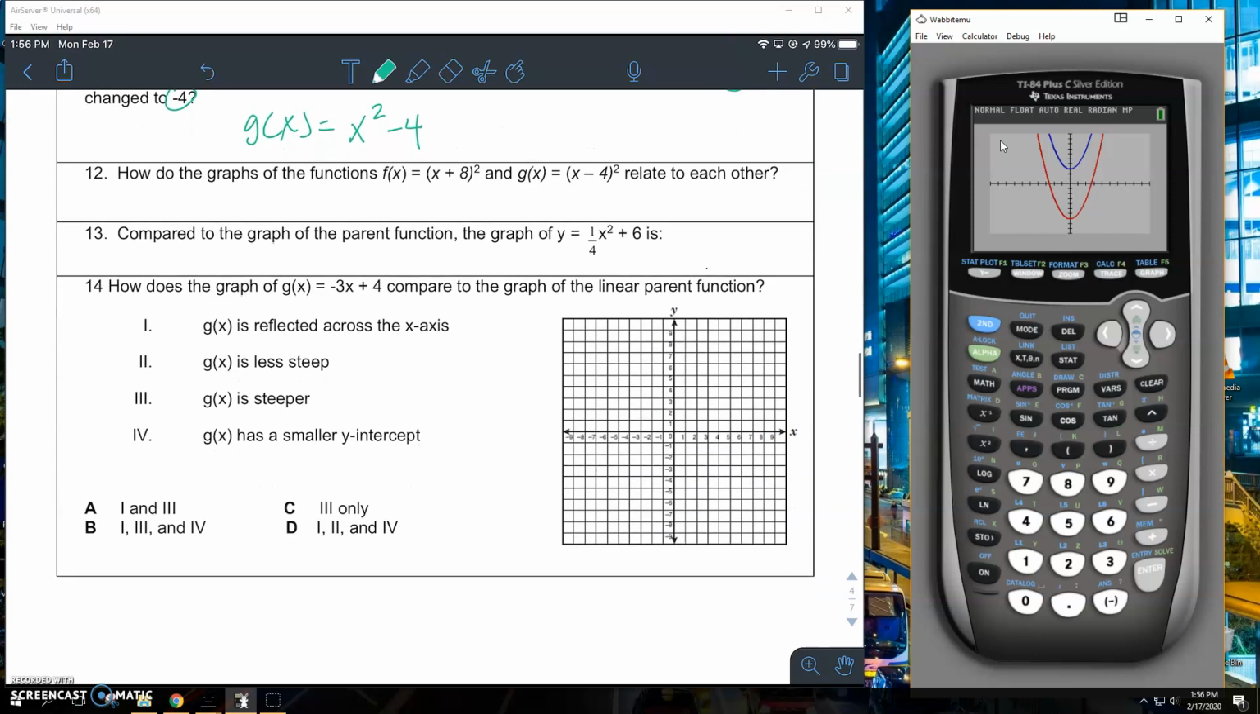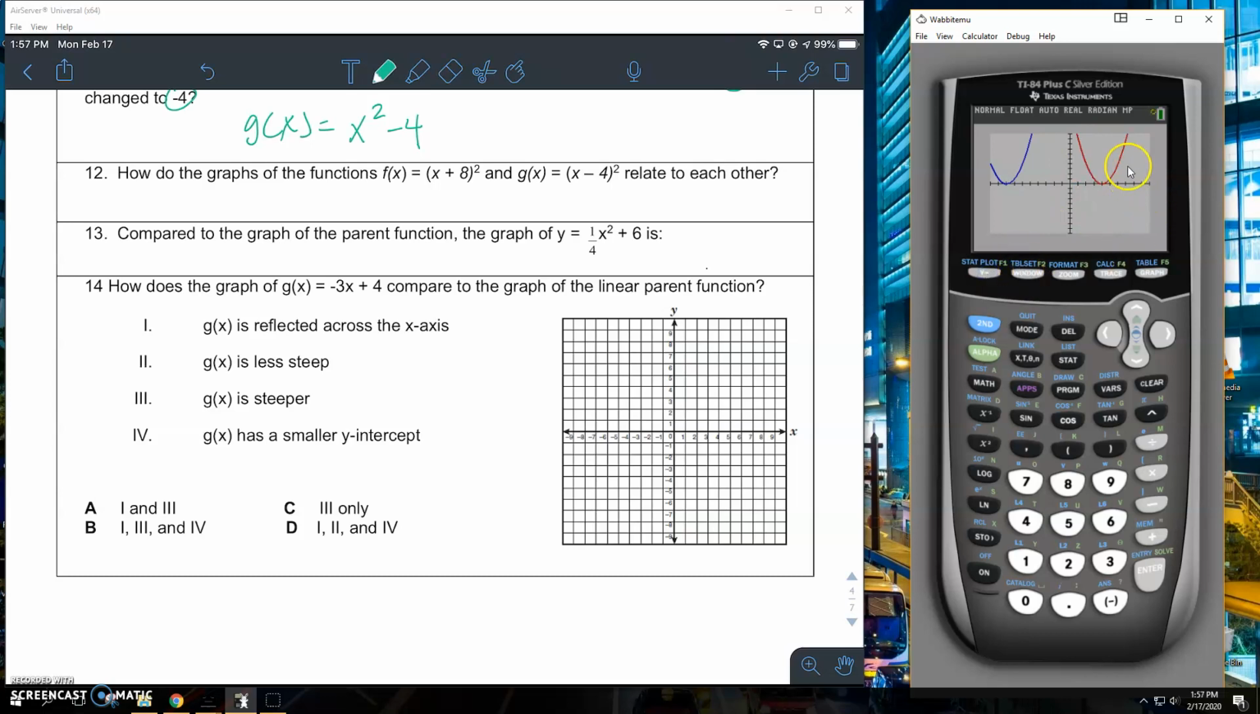12. How do the graphs of the functions f of x equals x plus 8 squared and x minus 4 squared relate to each other? Again, if you want to look at these in the calculator, I would type them in exactly how I see them: x plus 8 squared and x minus 4 squared. Okay, so there's x plus 8, and this one is x minus 4.